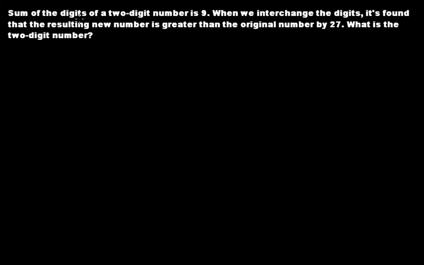Sum of the digits of a 2-digit number is 9. When we interchange the digits, it is found that the resulting new number is greater than the original number by 27. What is the 2-digit number? So the information is that we have a 2-digit number, right? And the sum of 2 digits is 9. So if we assume that one digit is x, then what will be the another digit? That will be 9 minus x, right? One will be x and another one will be 9 minus x.